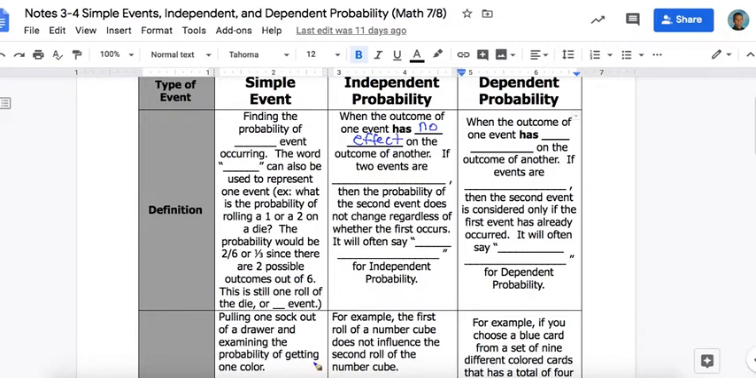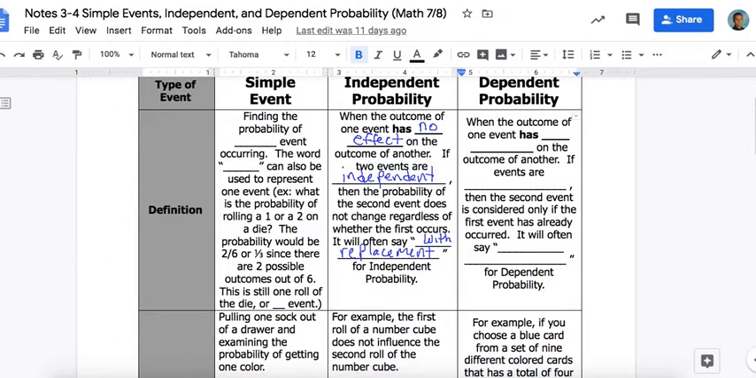So there are two events happening here. If two events are independent, meaning they don't depend on each other, then the probability of the second event does not change regardless of whether the first occurs. It will often say with replacement for independent probability.